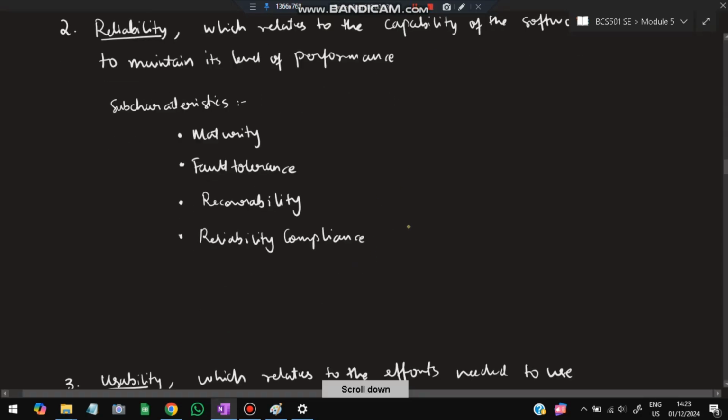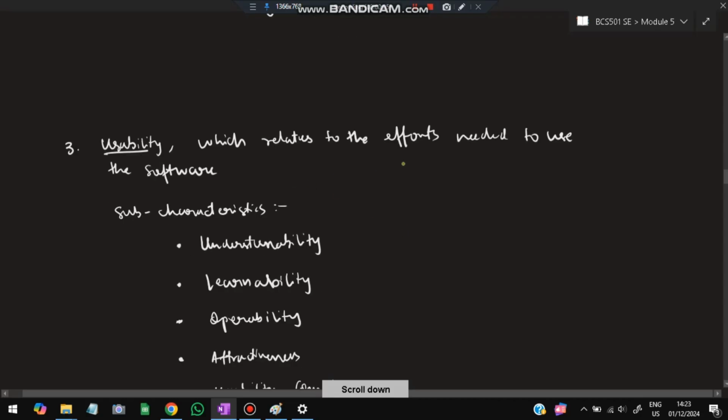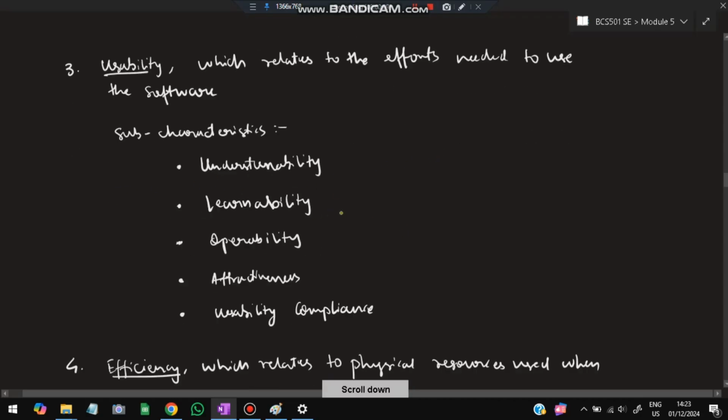Moving on, the third one is usability, which relates to the effort needed to use the software: how hard or how easy it is to use. Understandability: the product should be understandable. Learnability: we should be able to easily learn the product. Operability: we should be able to operate the product. Attractiveness: the UI should be good. Usability compliance: the usability should meet quality standards. These are the sub characteristics which make up usability.